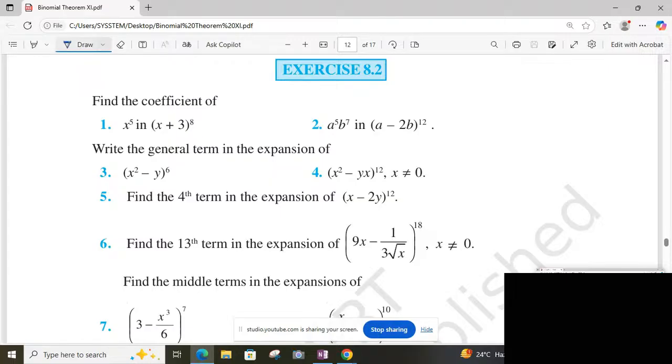यहाँ आप first question देख रहे होंगे. Find the coefficient of x to the power 5 in (x plus 3) to the power 8. X plus 3 is a binomial, and this question asks us what is the coefficient of x to the power 5. Let's see the solution.